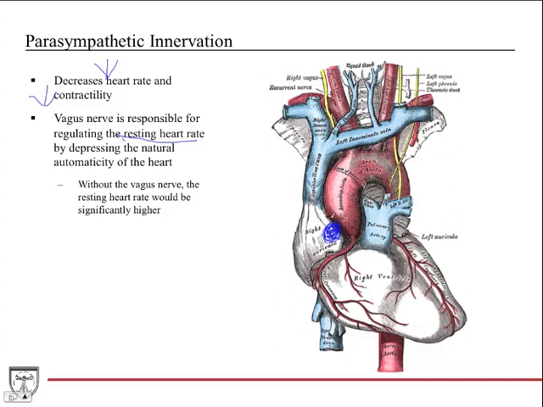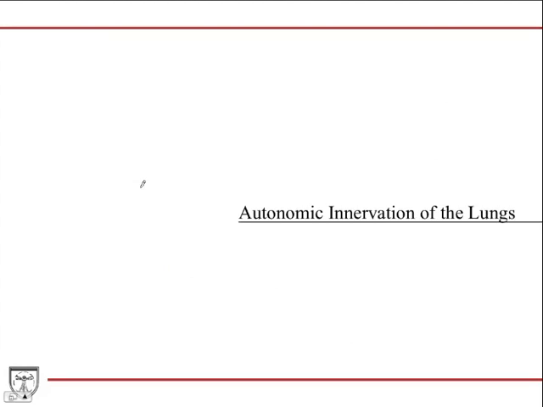Now, the problem is these generate the heart rate at a very high level. If you were to cut the vagus nerve in somebody, the resting heart rate would be a lot higher, and that would be unnecessary. If you're sitting and resting, there's no reason to have your heart rate be 120 beats per minute. So in your resting state, the vagus nerve depresses the natural automaticity of the heart, and that maintains the heart rate at a normal, appropriate level.